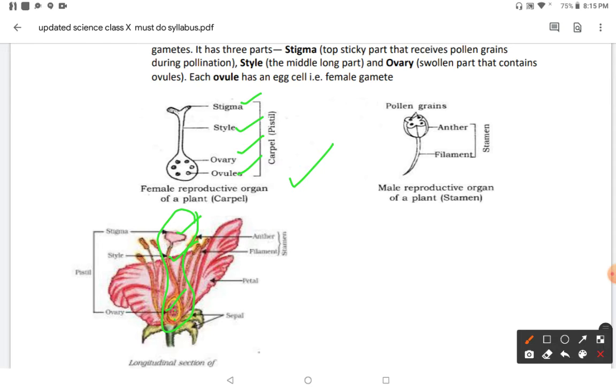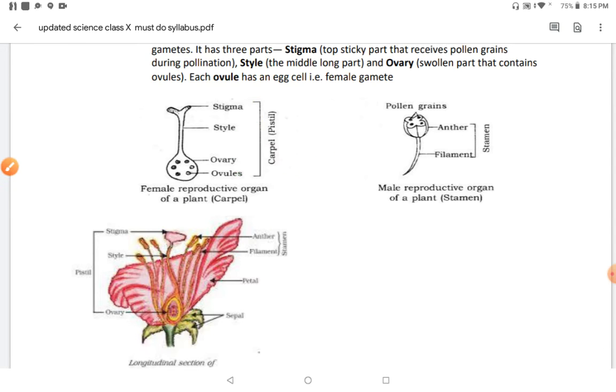And that is about the female reproductive parts in the flower. This is the male reproductive part. You can see the anther and the filament, the two parts. The anther contains pollen grains. This is about the male reproductive part. And the flower in which both male and female parts are present is called a bisexual flower.